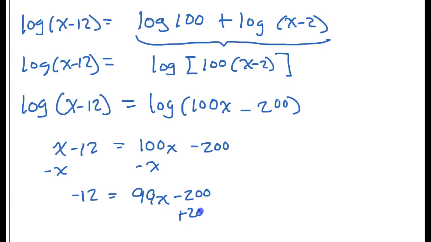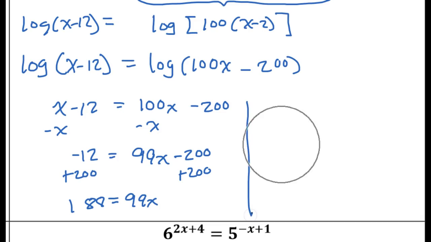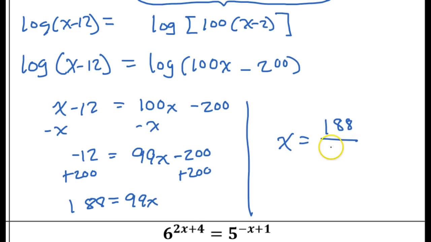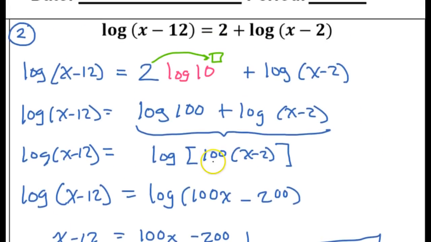And then I will add 200 to both sides. So that's going to give me 99x is equal to 188. So that means x is equal to 188 over 99. So that is the answer to problem number 2.